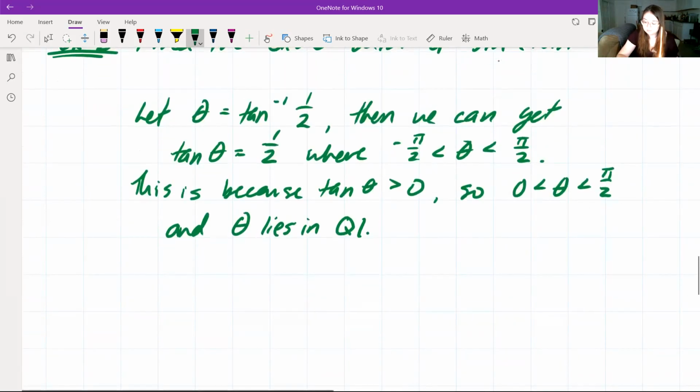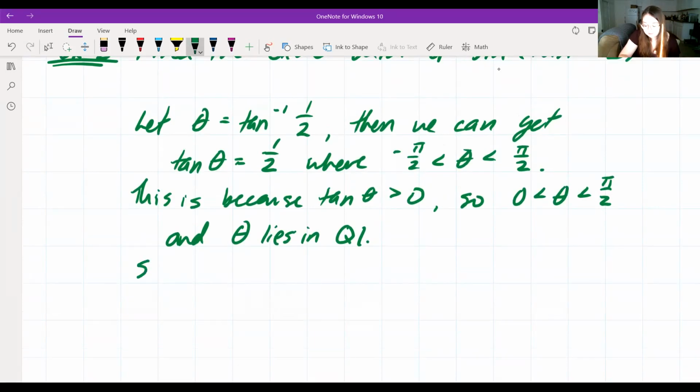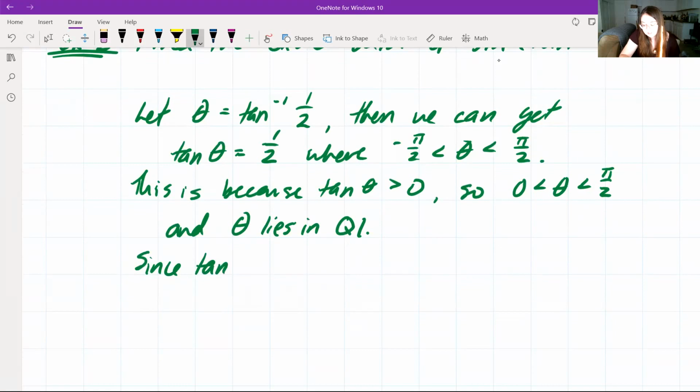Knowing this, we can say that since tangent of theta is equal to 1/2, where tangent of theta is sine over cosine, sine corresponding to y, and cosine corresponding to x, this means that by having tangent of theta equal 1/2, we have y divided by x, where now y is equal to 1 and x is equal to 2.